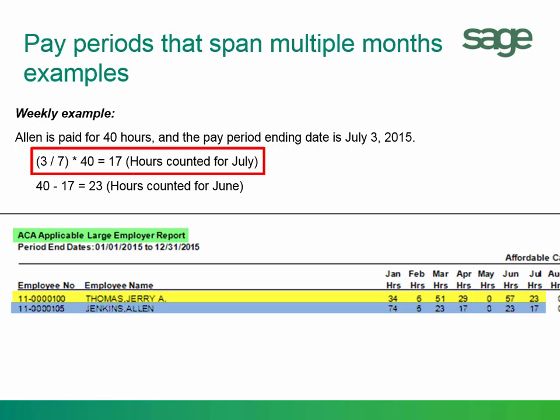And those are the hours counted for July. To calculate the hours for June, 40, the total number of hours worked, minus 17, the hours already counted for July, equals 23. And that gives you the hours for June. And again, you can see the hours in the report below.